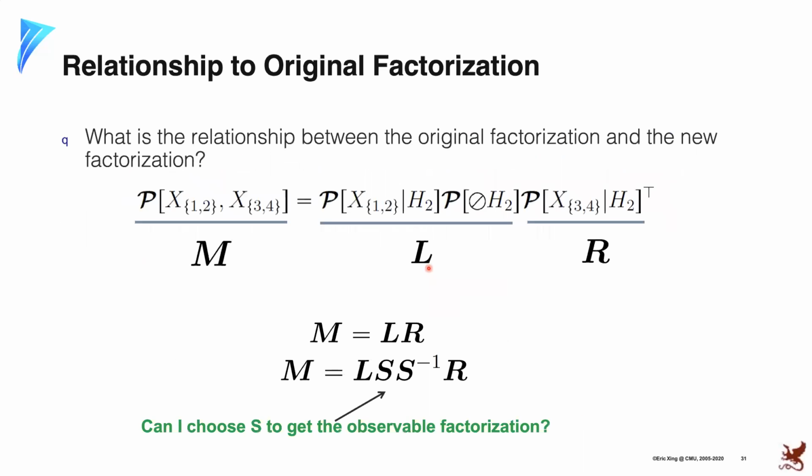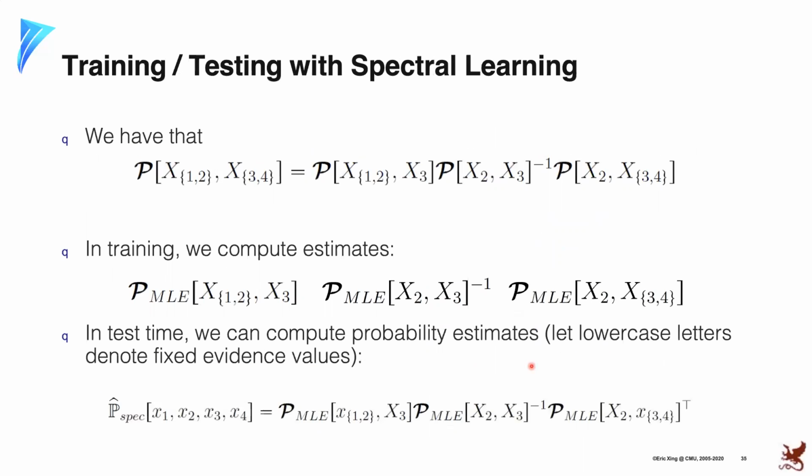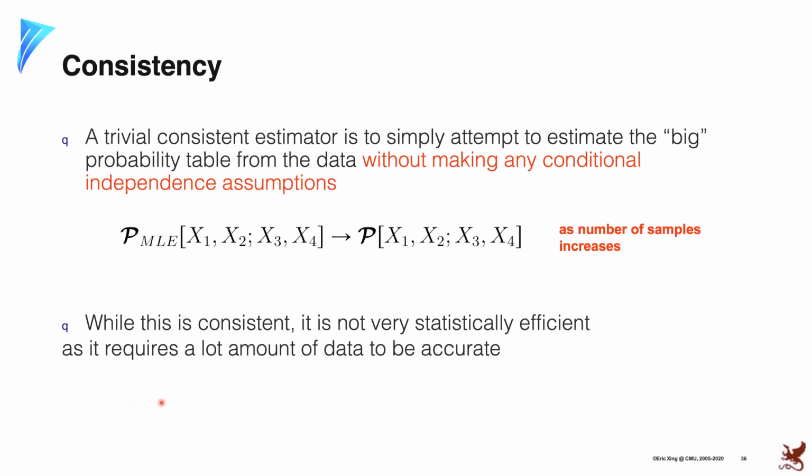Okay, so let me go back to where we were before. Based on this kind of factorization, where we smartly get rid of this hidden variable h, in the training all we need to do is compute the maximum likelihood of these factors, which are much smaller, right? And at test time, we just plug in the corresponding values we want to evaluate, so we can get its probability. And here's some analysis towards its consistency.